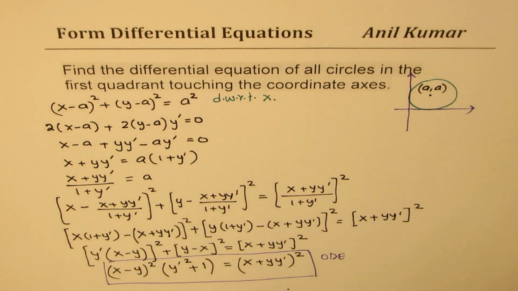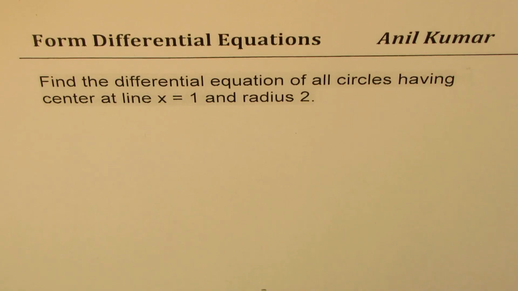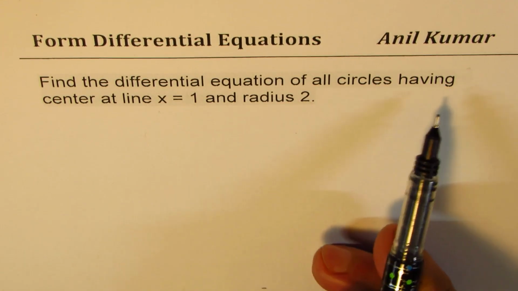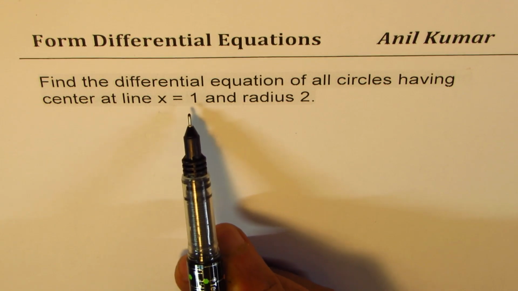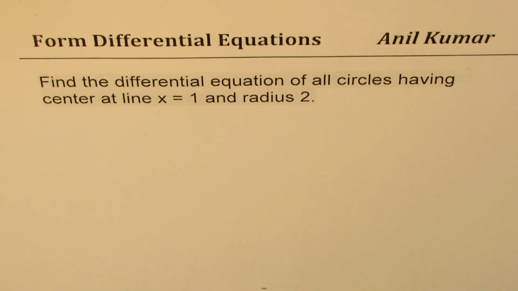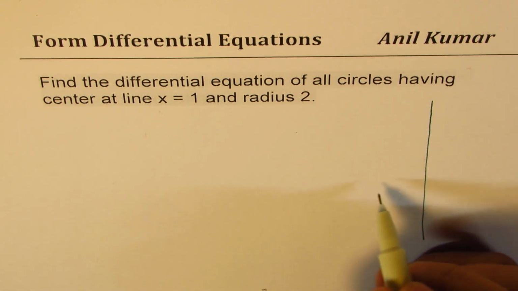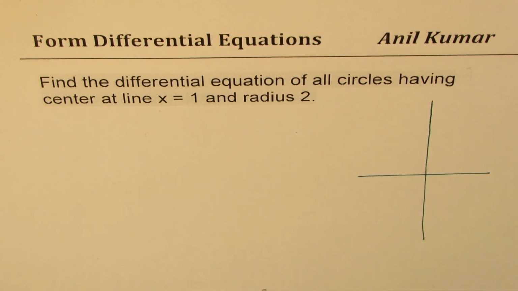So let's move on and take the next example. We have already done 3 examples based on finding differential equations for given circles under different conditions. Now here in example number 4, we need to find the differential equation of the circles having center on the line x equals 1 and radius of 2. I'd like you to pause the video, copy this question, answer, and then look into my suggestions. Now I will give you an outline of the strategy. You may have to simplify and get the final answer.